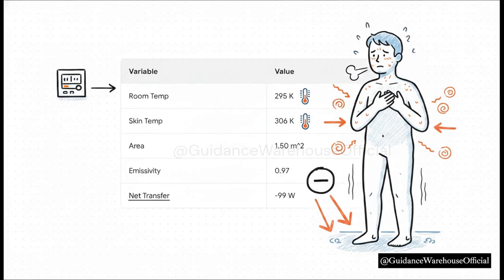That minus sign? It means your body is actively losing 99 joules of energy every single second to the surrounding room, purely through radiation. With that kind of heat loss, it makes total sense why you'd feel noticeably cold standing around, and why you should probably grab a sweater.